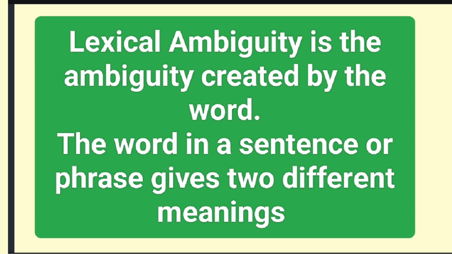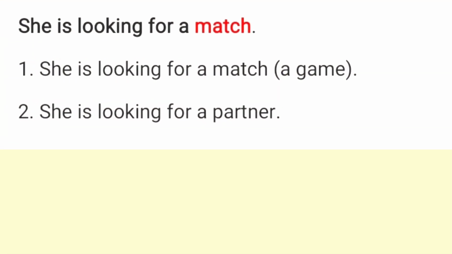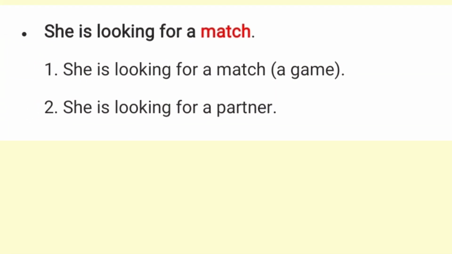The first example that I'm going to show you is: she is looking for a match. Now, if you look at this sentence, you will find two meanings created by the word match. You can say a cricket match, a football match, a volleyball match, or any game. And match also means a partner, a matching partner. So she is looking for a match, a game, and she is also looking for a partner.